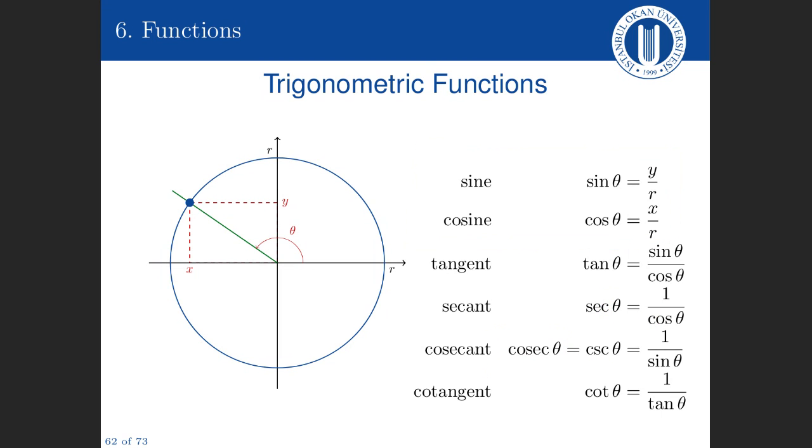There's one more thing to note. These are only defined as long as we're not dividing by 0. So, for example, if cos is equal to 0, we can't divide by 0. Tan is defined when cos is not equal to 0. Likewise, sec is defined when cos is not equal to 0. Cosec is defined when sine is not 0, as is cotan.